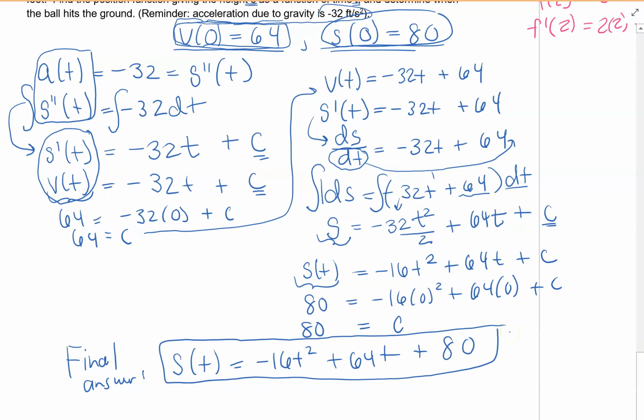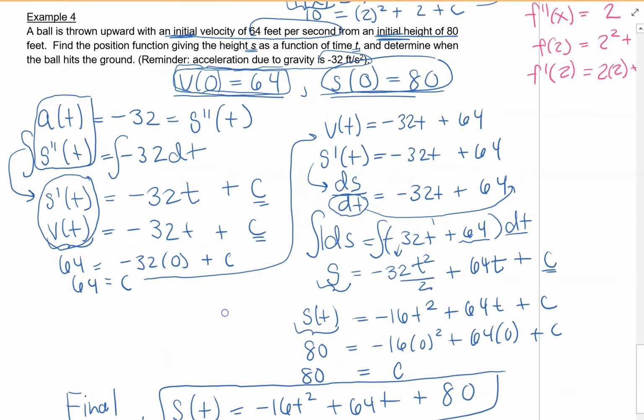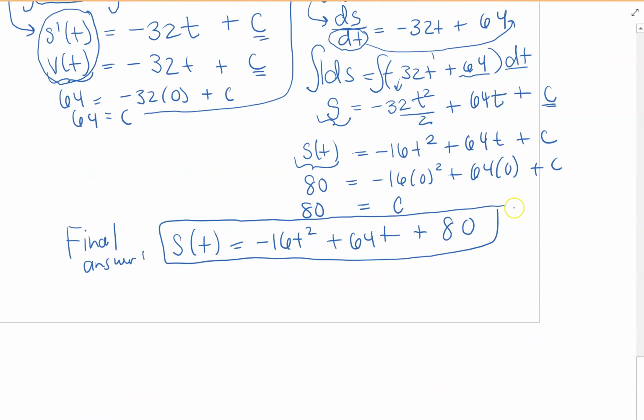Now that I know my position equation, I can answer questions like this one. Determine when the ball hit the ground. Well, hits the ground, that would be when position equals 0. Now that I have an equation for position, I can just plug in 0 for it and figure out, okay, what time, right, solve for t, what time was it when the ball hit the ground?